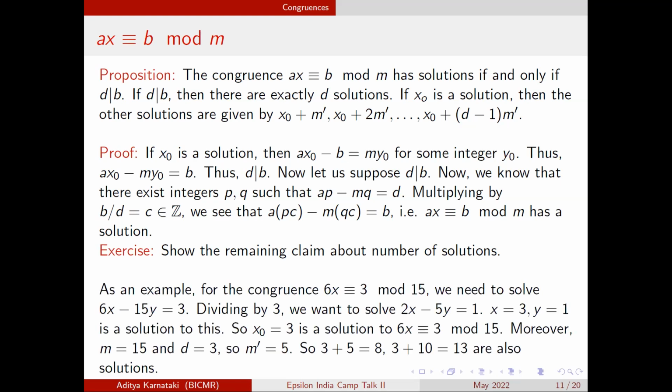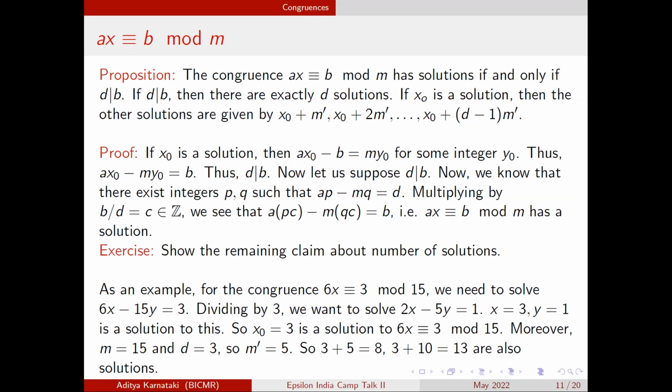And so, just by way of an explanation, for the congruence 6x congruent to 3 mod 15, we need to solve the equation 6x minus 15y is equal to 3. And then as Siddharth said earlier, you can divide by 3 everywhere to solve 2x minus 5y is equal to 1. And x equal to 3 and y equal to 1 is a solution to this. So x naught is 3, the first solution that you find. And then m prime is 5 in this case, 15 divided by 3. And so 3 plus 5 and 3 plus 10, 8 and 13 are also solutions. This is the proposition applied to this particular case.